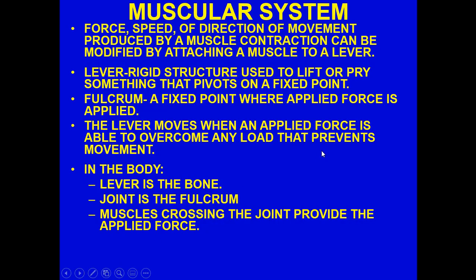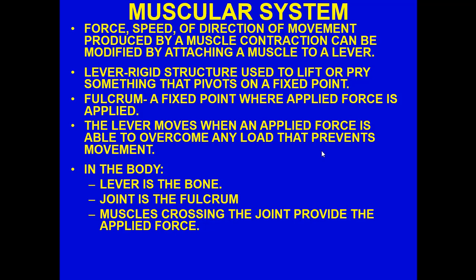Now, the force, speed, and direction of movement produced by the muscle contraction can be modified by attaching a muscle to a lever. And what is a lever? This is a rigid structure used to lift or pry something that pivots on a fixed point. The fulcrum is the fixed point where the applied force is occurring. The lever moves when an applied force, and that's where you've seen this in diagrams, AF, applied force, is able to overcome any load that prevents movement.